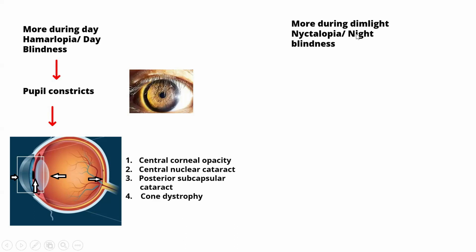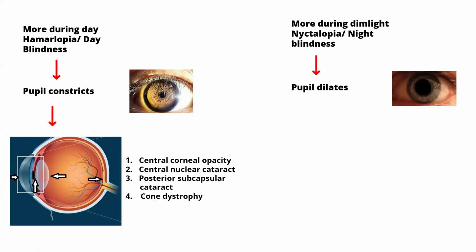What happens during dim light? Otherwise, diminution of vision during dim light, otherwise called nyctalopia or night blindness. What happens during dim light? The pupil dilates, right? So if the patient has a peripheral lesion, like a peripheral cortical cataract, the patient experiences more diminution of vision in dim light.